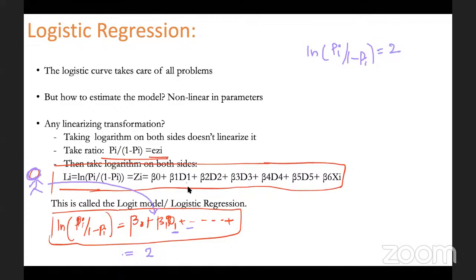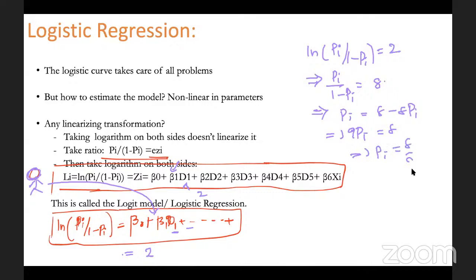Just input the characteristics of this customer into this equation, and we have already estimated beta 1, beta 2 from the data, and assume that we have got 2 as part of this equation. Now the log of pi by 1 minus pi is equal to 2. Let us solve this to find out the probability. Taking the exponential, pi by 1 minus pi is equal to e square. The e value is 2.71, so approximately let us say e square is 8. Then pi is equal to 8 minus 8 pi. Bring the 8 pi to this side, so 9 pi is equal to 8, and pi is 8 by 9, which is approximately 0.9. So the probability is 0.9.